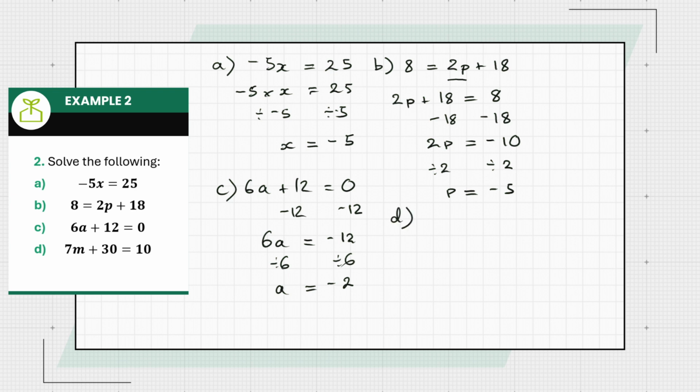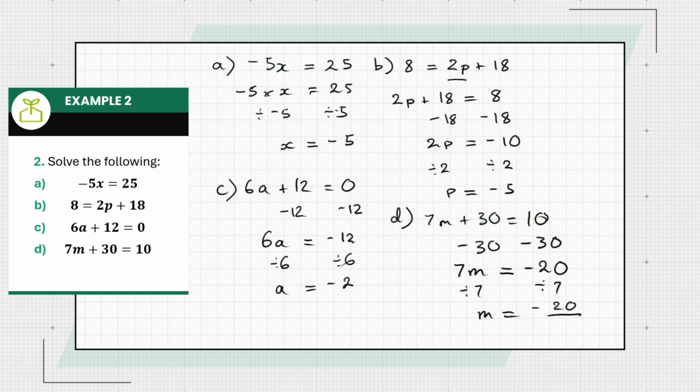Okay, finally we have D. 7m plus 30 is equal to 10. Let's get rid of that 30 by taking away 30 from both sides. We're left with 7m is equal to negative 20. Now we can divide both sides by 7, and we're left with m is equal to negative 20 over 7. And you can give that, if you would like to, as a mixed number or as a decimal, but for our purposes, this is fine.